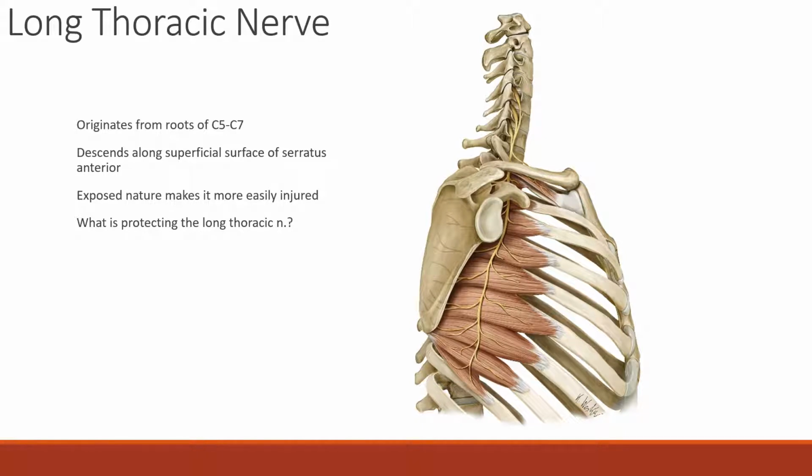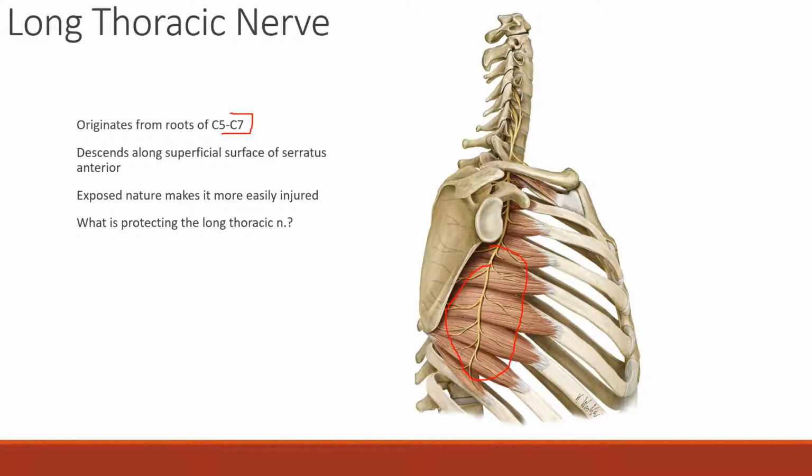Here we see the long thoracic nerve. The long thoracic nerve originates way high up in the cervical region. It comes from C5 through C7, so the upper part of the brachial plexus. It travels onto the serratus anterior superficially. Notice here, it's on the superficial surface of the muscle.